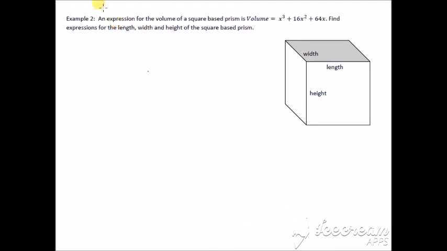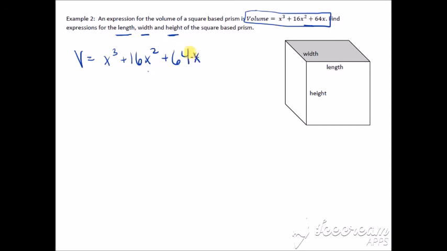Example 2. An expression for the volume of a square-based prism is the volume equals x cubed plus 16x squared plus 64x. Find the expressions for the length, width, and height of a square-based prism. Okay, so what we're going to do is we need to find three terms or expressions that multiply by one another in order to expand to this. So we're going to reverse that and factor it. So let's go ahead and divide out the x.